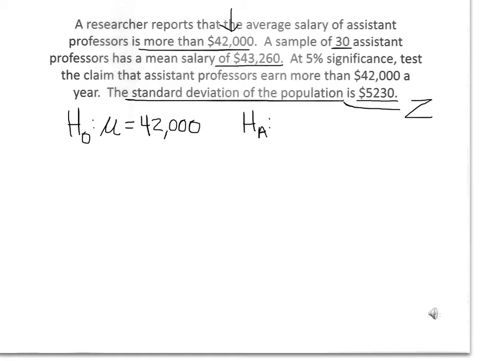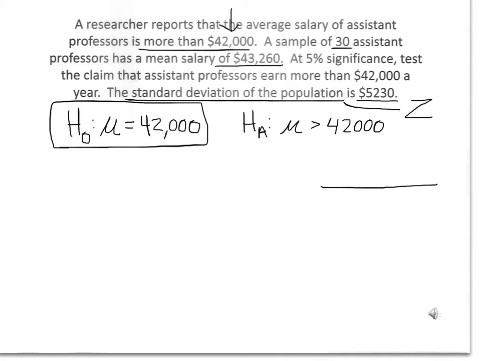But the claim that they're making is that it's more than 42,000, which would mean that the average salary, my mu value, is actually more than $42,000. Well, in this case, remember with significance testing, we're assuming that the null statement is true. Any extremely large values, larger than 42,000, would make the null hypothesis not true. We could reject it and thus support the alternative.